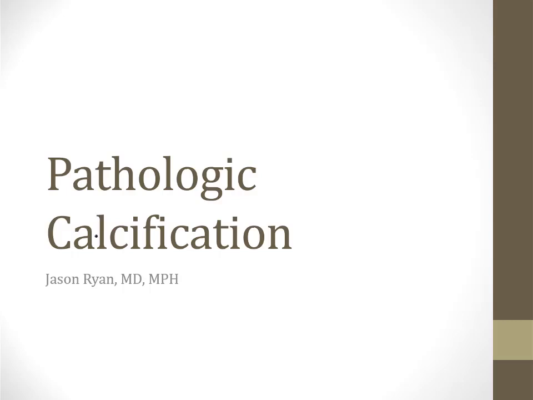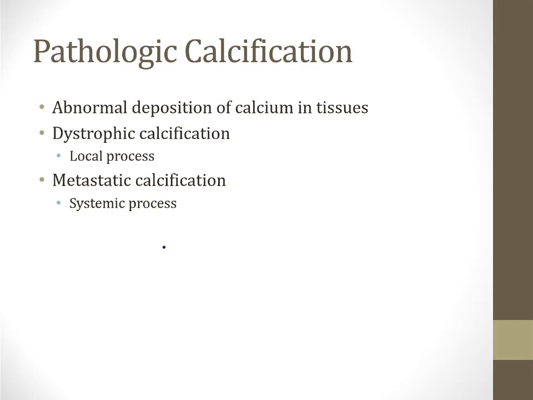Hi everybody, and welcome to our module on pathologic calcification. Pathologic calcification is the abnormal deposition of calcium in tissues. Calcium is normally found in our bones, but when calcium starts to deposit in the heart or the liver or the pancreas, this is called pathologic calcification.